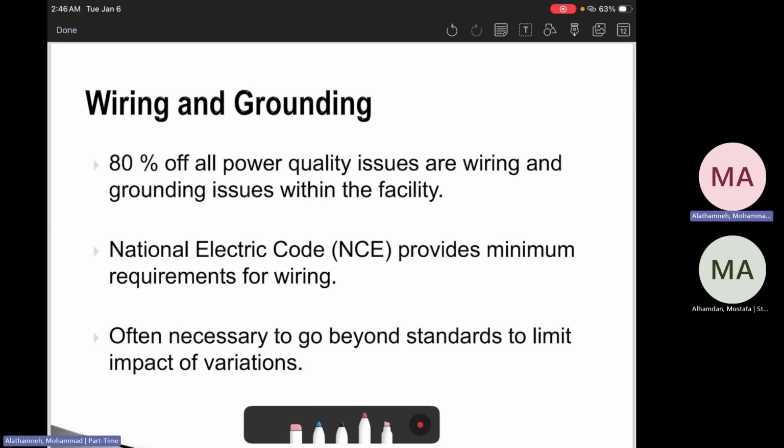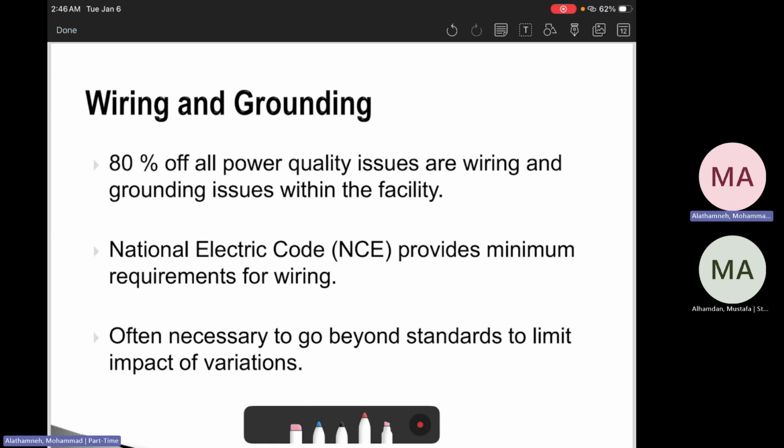So let's think about it. If the utility voltage were truly bad, then the whole neighborhood would complain, not only your home or your commercial building. But usually complaints are located in one building, one floor, one room, one factory line, one server room. This is a big clue.